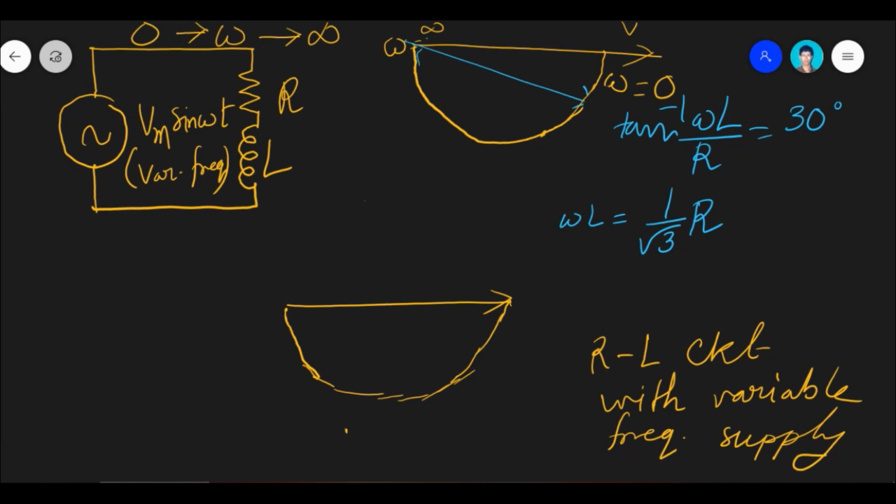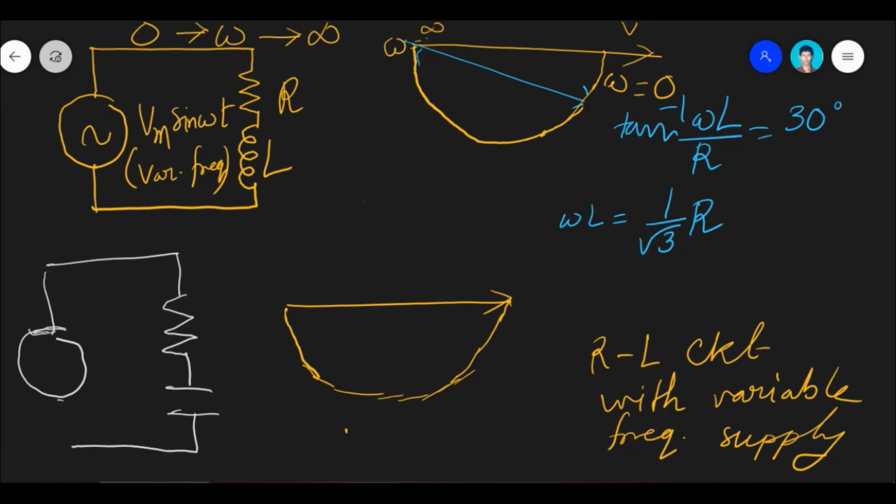Now, let us consider another circuit, that is an RC circuit, and the circuit is fed by an identical source, Vm sin omega t, where omega is continuously varying from 0 to infinity.